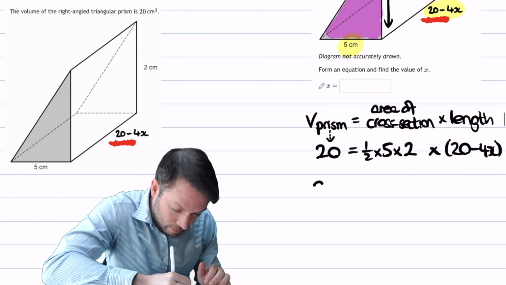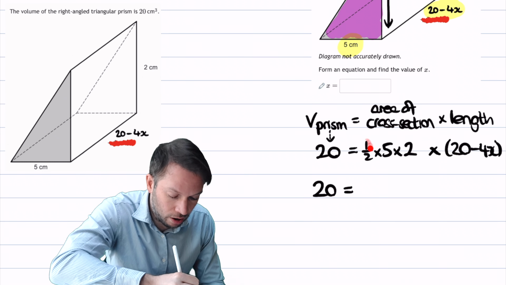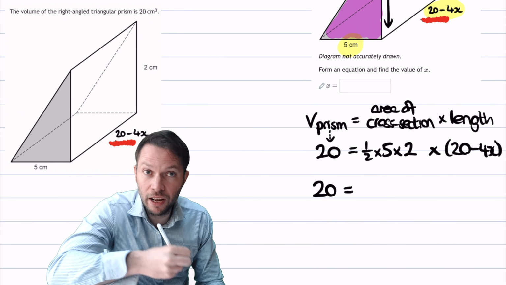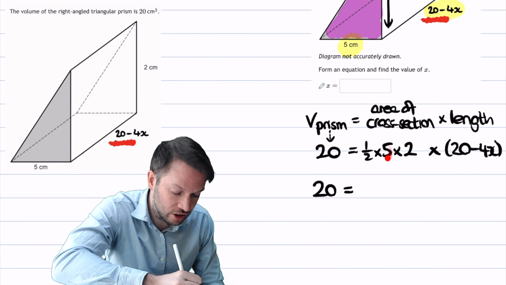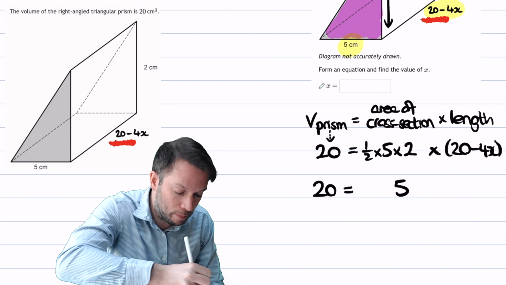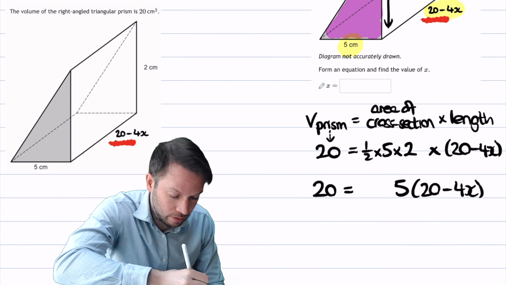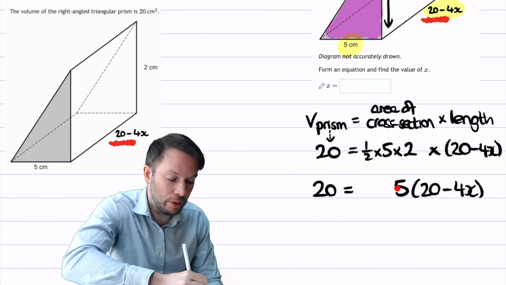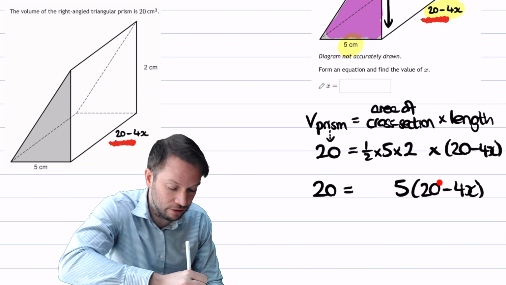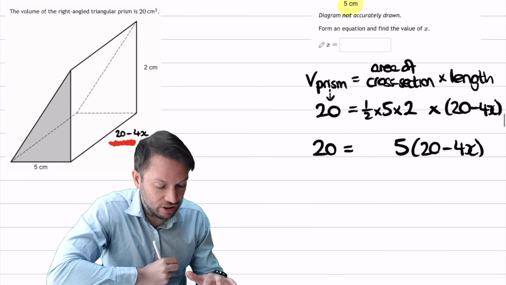Now, let's deal with the half times 5 times 2 first. Well, half times 2 is another way of saying half of 2, which is 1, times by 5 is just 5. So that is just 5. And then we're multiplying by the 20 minus 4x. Now, we don't need this times symbol here, because when we write things next to each other in algebra, it means that we're multiplying them together. So now we've got this simple equation to solve.